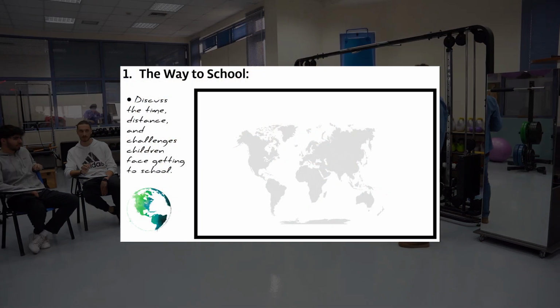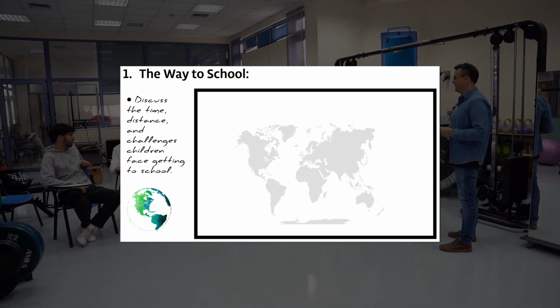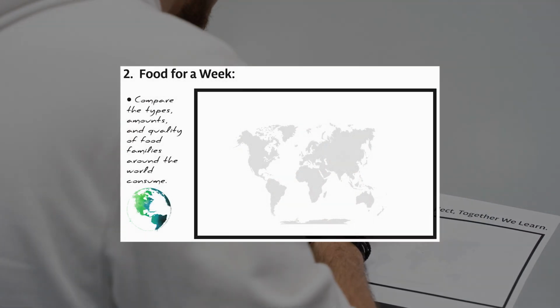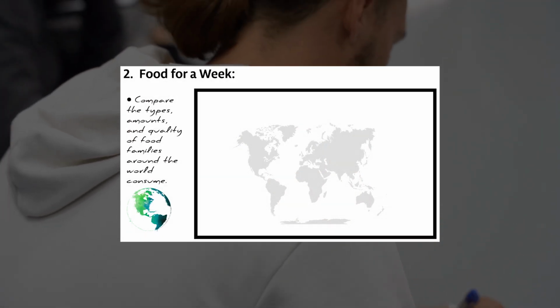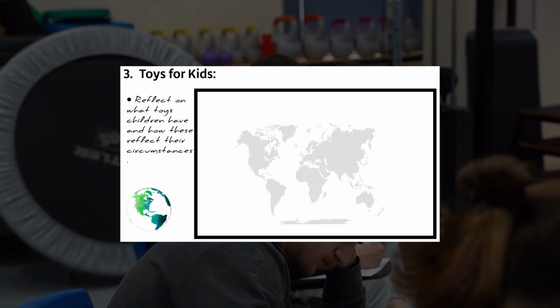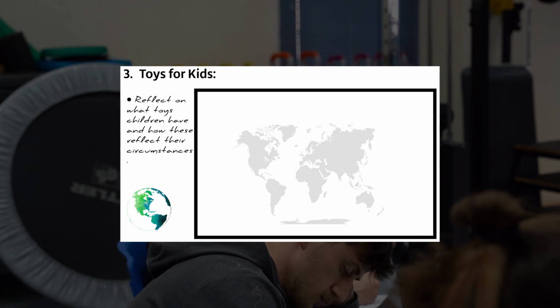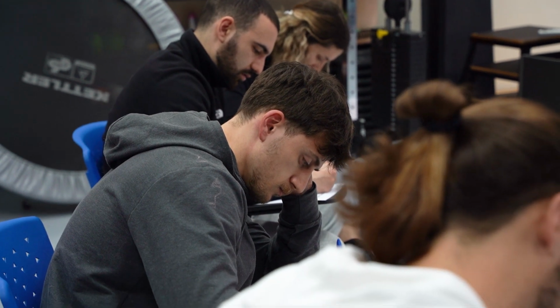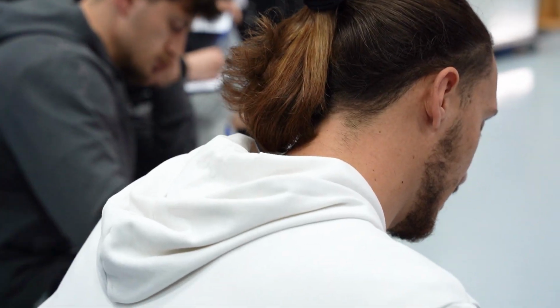You can explore these specific topics in the game. 1. The way to school. Discuss the time, distance, and challenges children face getting to school. 2. Food for a week. Compare the types, amounts, and quality of food families around the world consume. 3. Toys for kids. Reflect on what toys children have and how these reflect their circumstances. Each topic opens the door for thought-provoking conversations and meaningful comparisons.